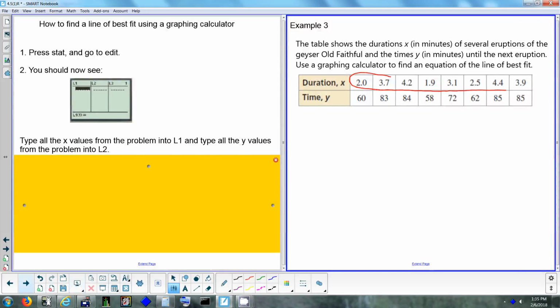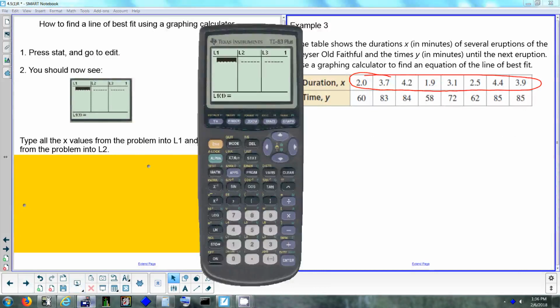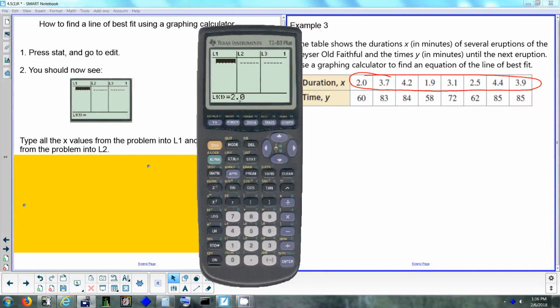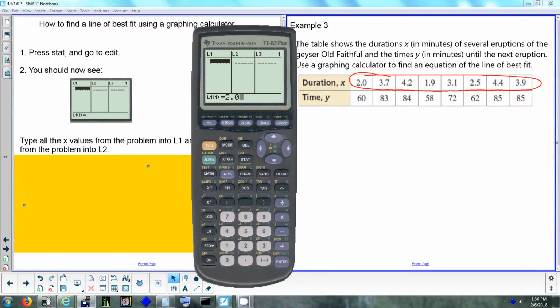Okay, I'm going to show you how to type those in. Hopefully you haven't pressed anything yet, right? So on the calculator, it should look like that. Press 2.0. Don't press anything else yet. And now, does everybody have 2.0 at the bottom? Once you press 2.0, press enter, and you should just see the number 2.